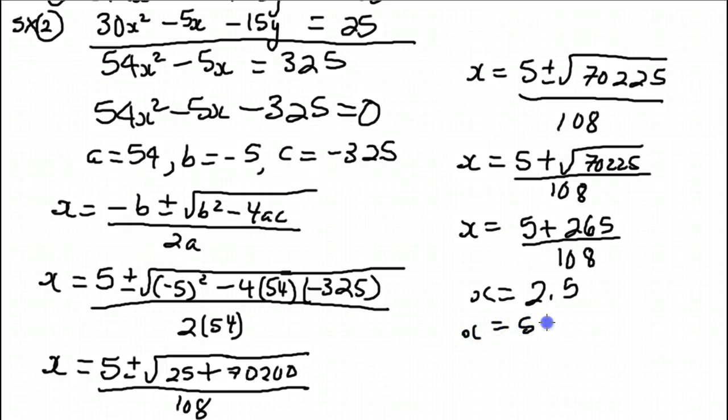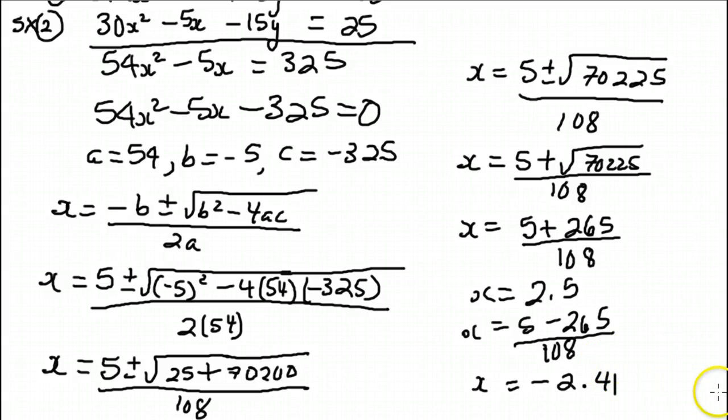And x will be 5 minus 265. I mean, it's 5 minus the square root, but we know that, over 108, which will be negative 260. Let me find my calculator here. 260 divided by 108, which is negative 2.41. So those are our two x values.